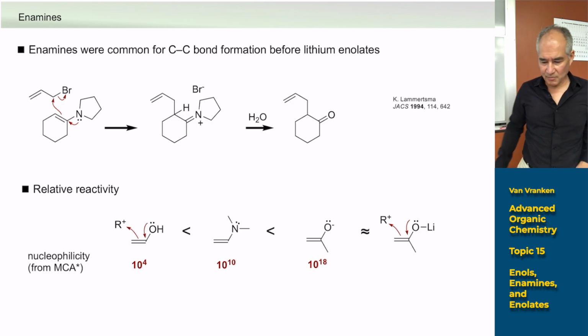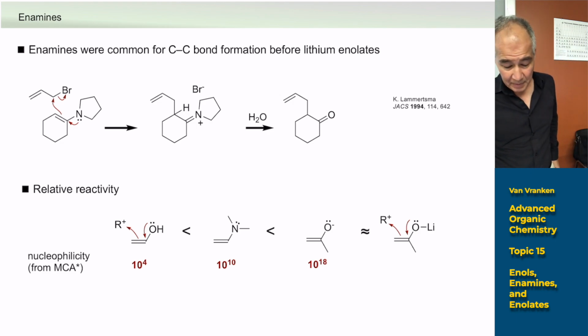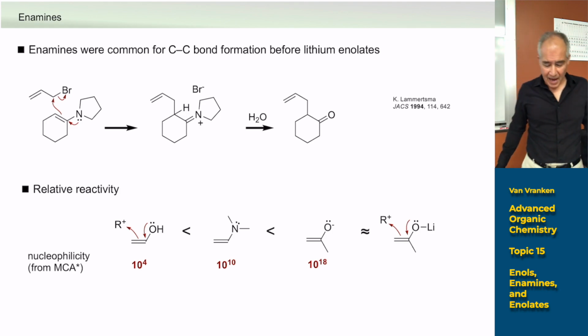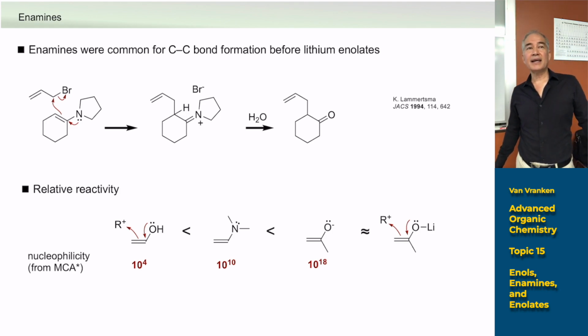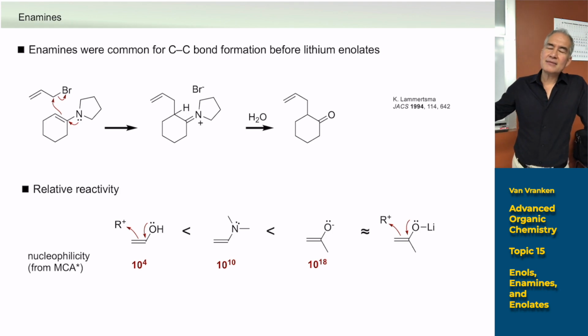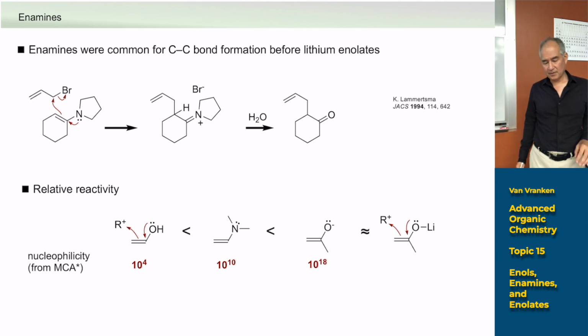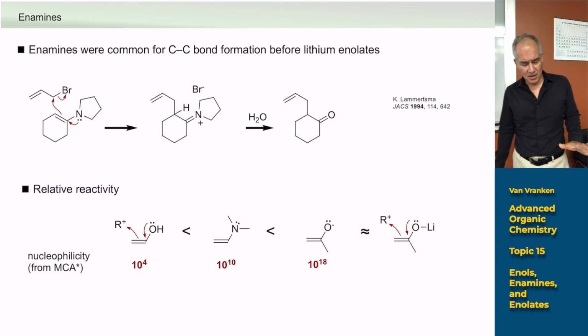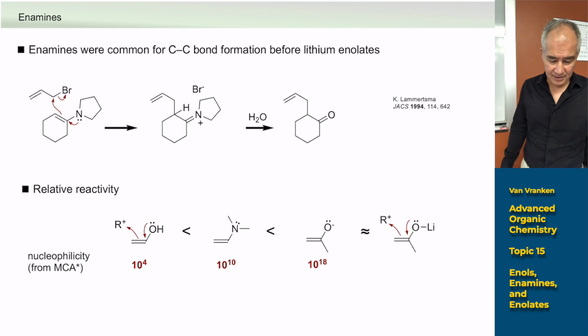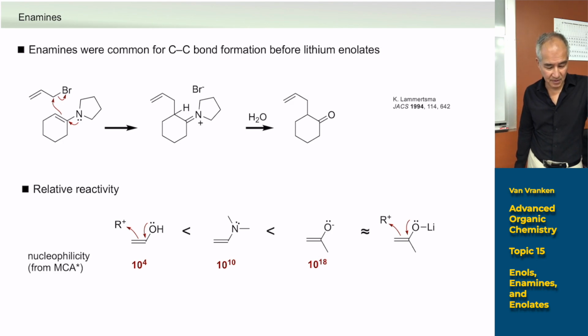Let's go ahead and take a look at some reactions of enamines. This is what people used to use back in the 1950s before we had enolate chemistry. Nowadays, we don't use this so much anymore except in the field of organocatalysis, very powerful. But before we knew how to make enolates selectively, powerfully, people used enamines for CC bond formation.